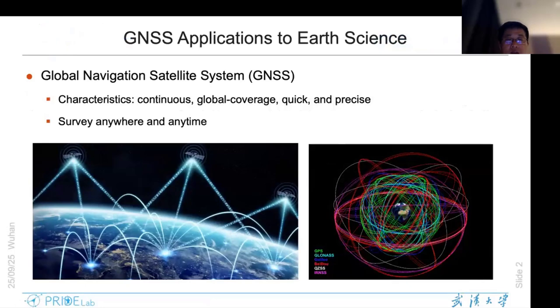The first one is the full name of GNSS, which is the Global Navigation Satellite System. So now we have four constellations: the first one, GPS, and then GLONASS, Galileo, and the BDS system. And we have two additional regional systems. All of these constellations are continuous and have global coverage capability. They are precise. If you think 1 meter position accuracy is precise enough, they can do surveying everywhere and at any time without any blockage of the signal by all kinds of weather conditions.